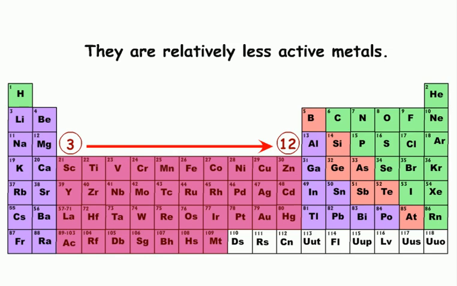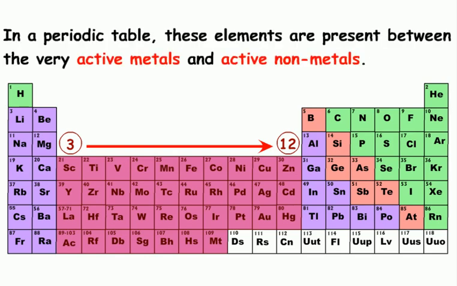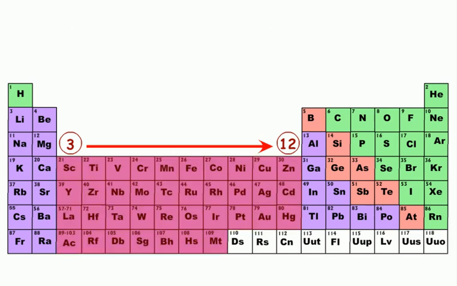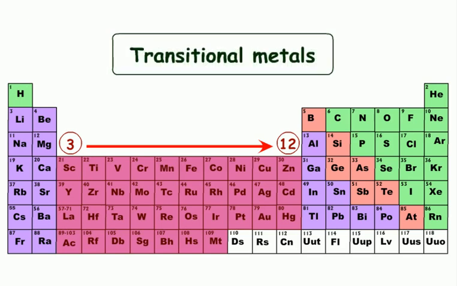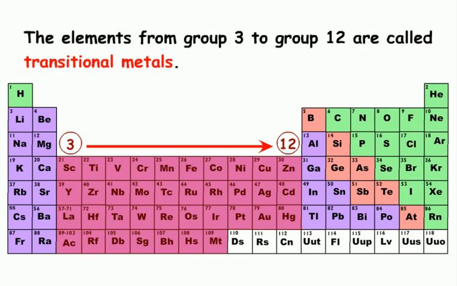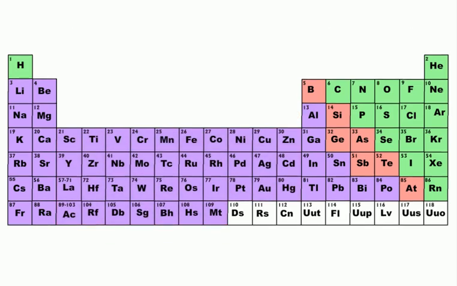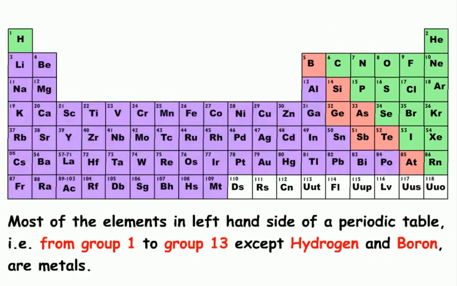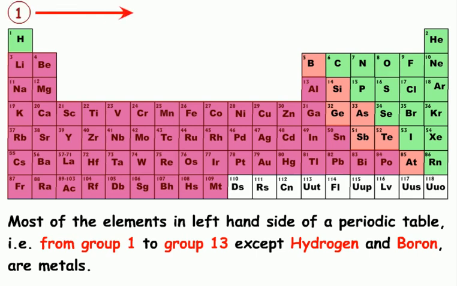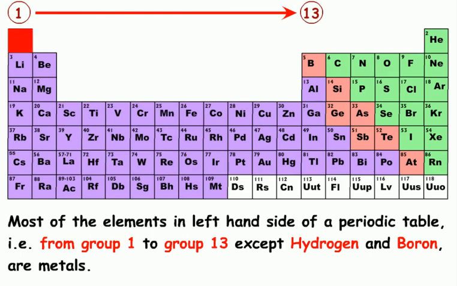in a periodic table. These elements are present between the very active metals and active non-metals. So these elements are called transitional metals. The elements from group 3 to group 12 are called transitional metals. Hence, most of the elements in the left-hand side of a periodic table, that is, from group 1 to group 13, except hydrogen and boron, are metals.